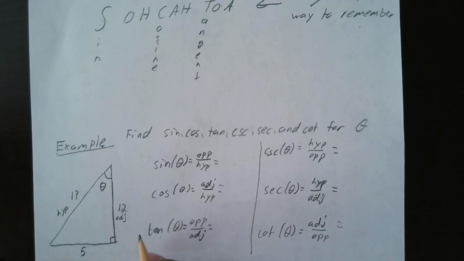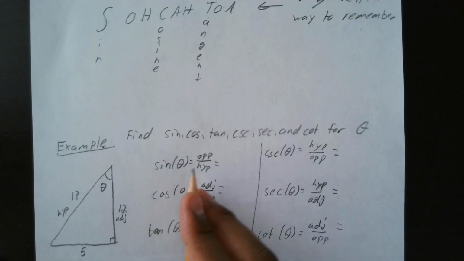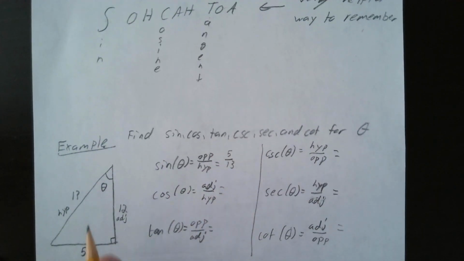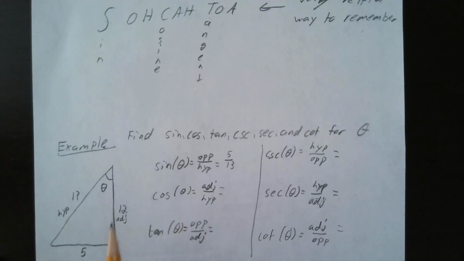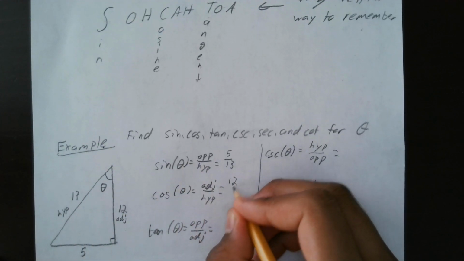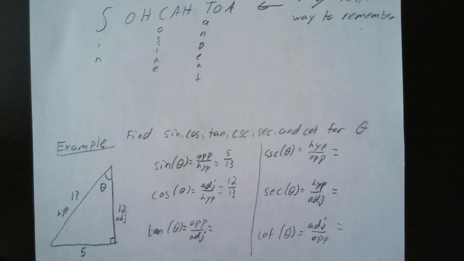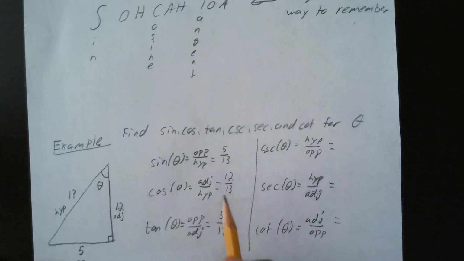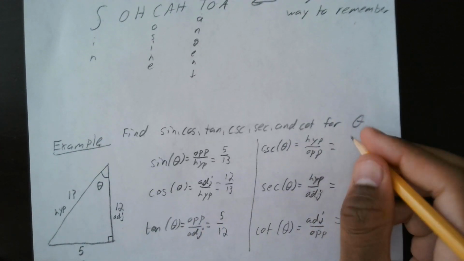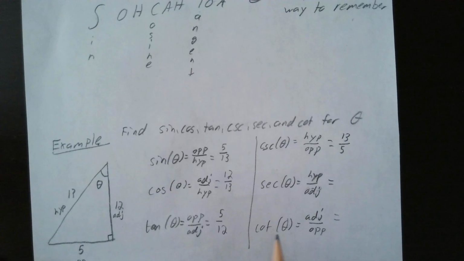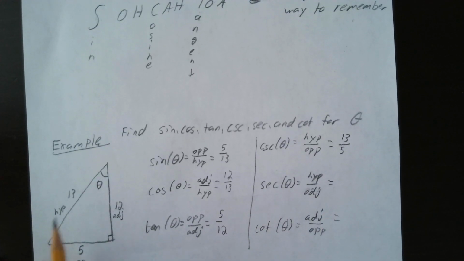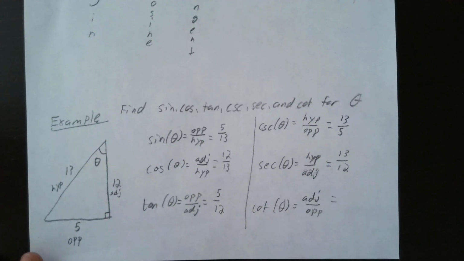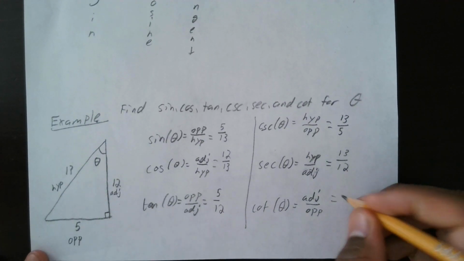Okay, so sine of theta is equal to opposite over hypotenuse, so 5 over 13. Cosine, that would be equal to the adjacent over hypotenuse, so that would be 12 over 13. Tangent is opposite over adjacent, so that's 5 over 12. Cosecant, that's hypotenuse over opposite, so that's 13 over 5. Secant, hypotenuse over adjacent, that would be 13 over 12. Finally, cotangent, adjacent over opposite, that would be 12 over 5.